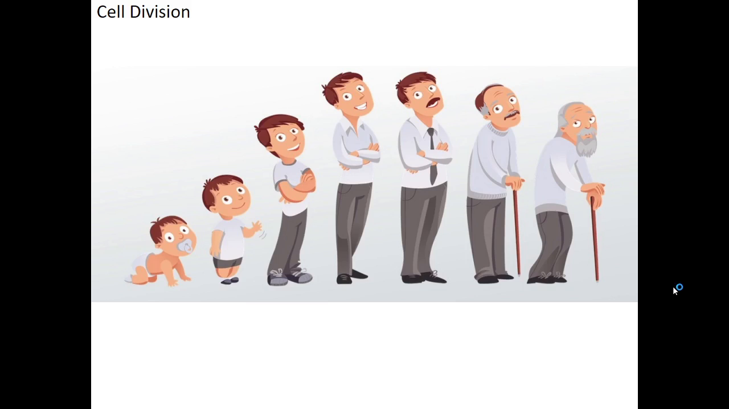So here are typical stages of human development. You start out as an infant, then a toddler, then an adolescent, then basically a young person in your 20s and 30s. Then you start getting older, and then older, and finally old.